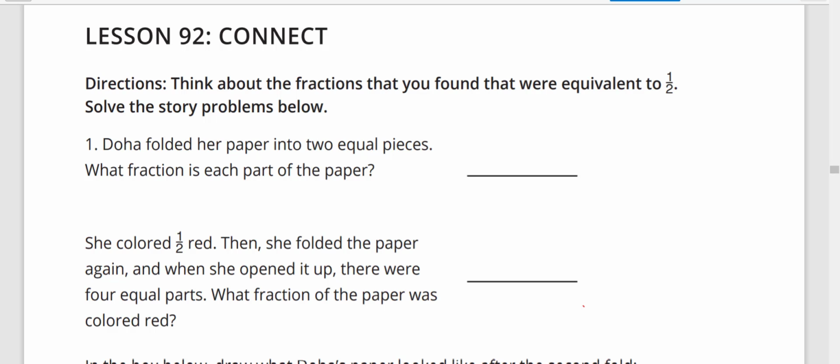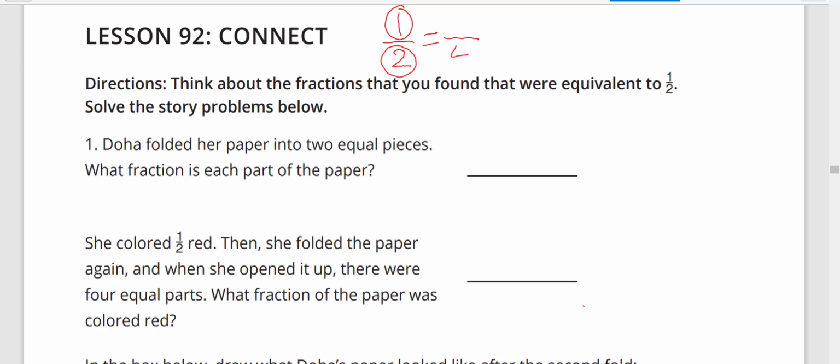From the previous lesson, we know that we get the equivalent fractions to half. We know that in half, the denominator is double the numerator. So, to make an equivalent fraction to half, we must make the denominator double the numerator, or the numerator half the denominator.